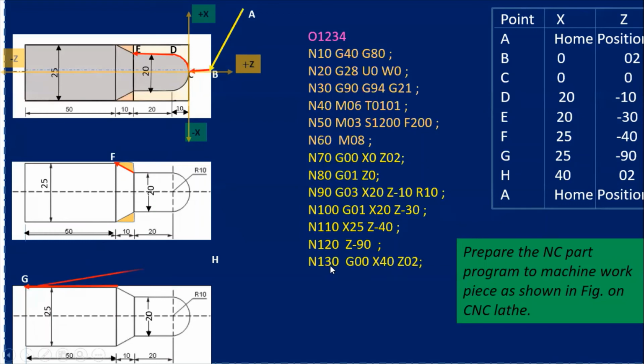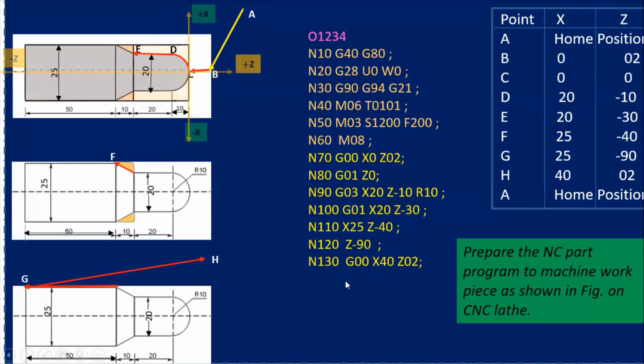After that, your next block will be N130 G00, which means all the operation is over and the tool has to be moved rapidly away from the component. In that case, my coordinates will be X40 and Z02. I have written the same coordinates here.